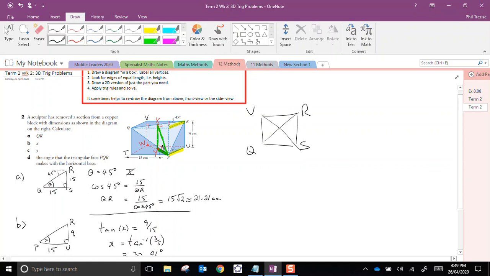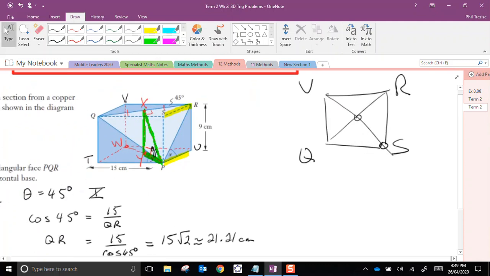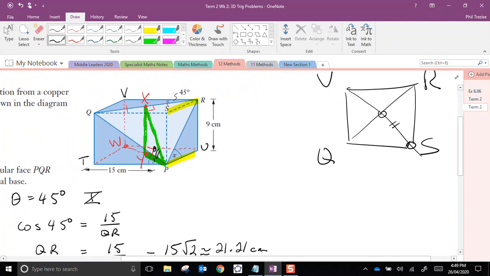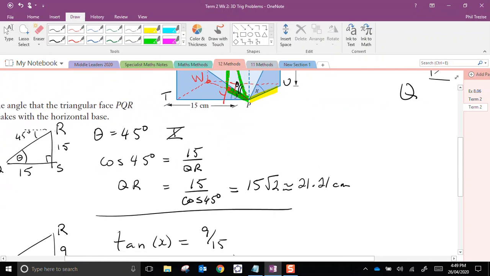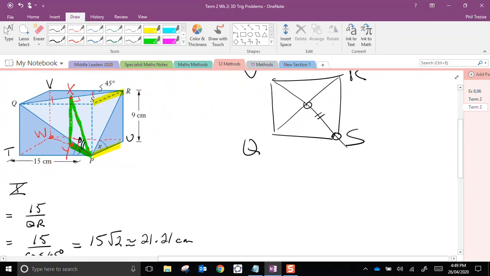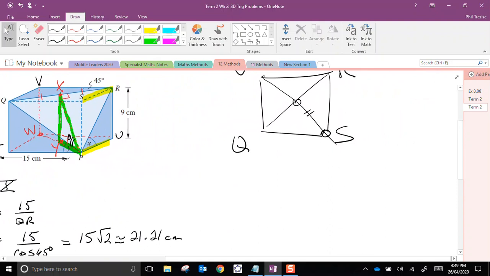So that line there would represent the length YP, and that line there would be half of the diagonal. But we already know the diagonal. The diagonal was the answer to the first question. It was 15 root 2. So I'm going to now draw my diagram, the two-dimensional version, which is just that green triangle. There's the green triangle. That's point P. That's point Y, which is right in the middle of the base. And that's point X up there, which is right in the middle of the top.